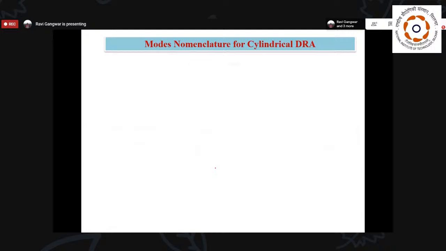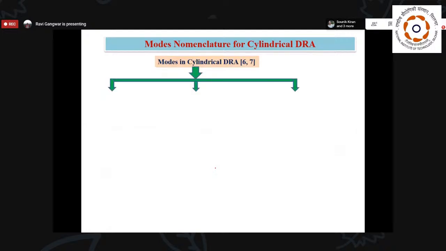Then the mode nomenclature for the cylindrical DRA. Today I'm going to discuss the cylindrical structure, so that's why I have considered the cylindrical DRA nomenclature. In the cylindrical DRA, we have three different types of modes: the first is the TE mode, then the TM mode, and the hybrid mode.